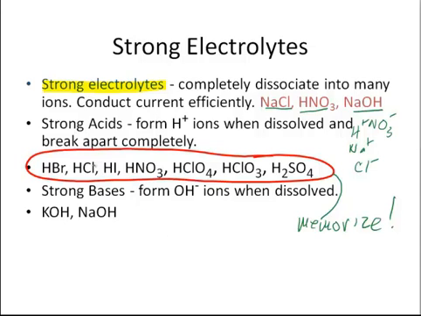strong acids. And if you notice these right here, they're all halogens. And then, of course, you've been exposed to nitric acid and sulfuric acid. And then this is perchloric acid and chloric acid. All right. And then a strong base, anything with an OH, is a strong base and therefore is a strong electrolyte.